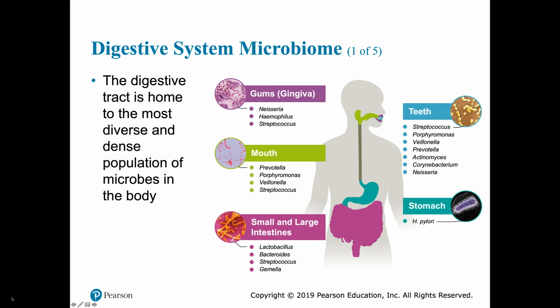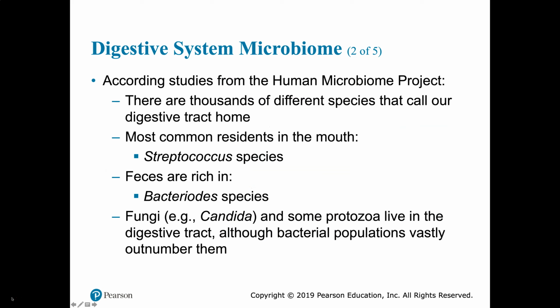All right. And here you can see that anywhere you can think of in the GI system, you can see that there are bacteria that live there. Or can colonize there. Gums, teeth, mouth, small and large intestines, the stomach, anything associated with the small and large intestines like lactobacilli, streptococci, bacteroides. We refer to those as enteric bacteria because they live in the GI system. So there are thousands of different species that are found in our GI tract.